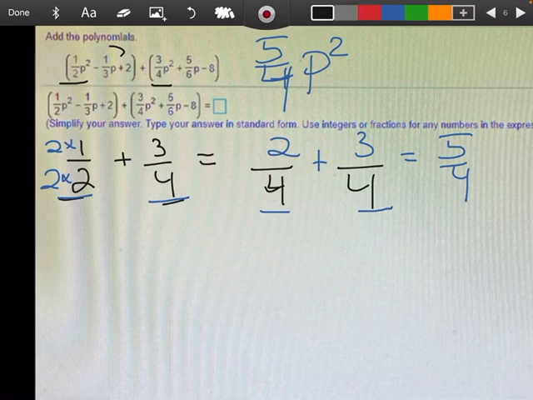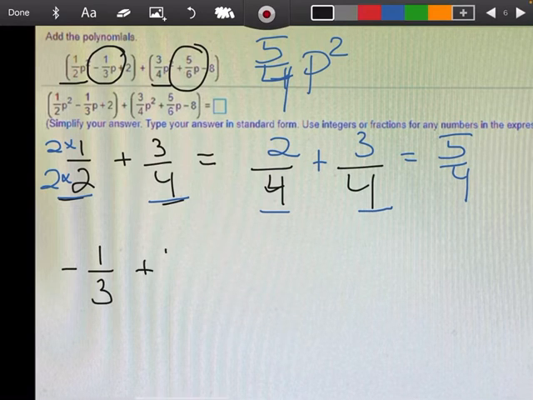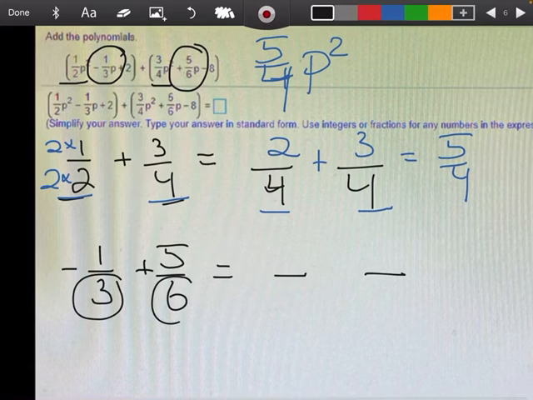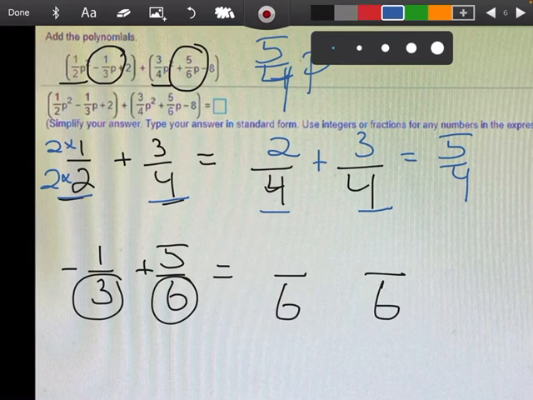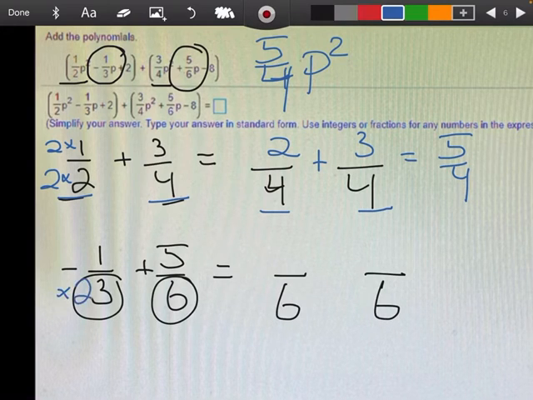Now I'm going to do the same thing again, but now I'm going to look at the numbers in front of the p's. So we have a -1/3 and a 5/6. So we're going to add -1/3 plus 5/6. We need to, again, get a common denominator. Between 3 and 6, 6 is going to be our common denominator, right? And we're going to come back here. We're going to say, look, we had to multiply this one here by 2, so we got to multiply that one by 2. So there's a 2 here.